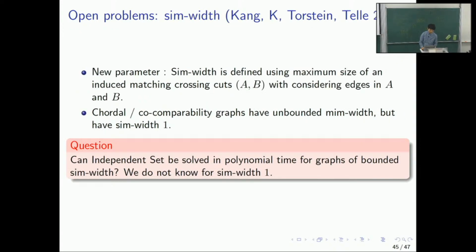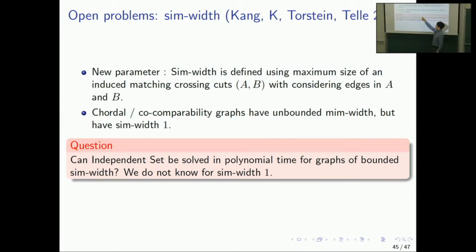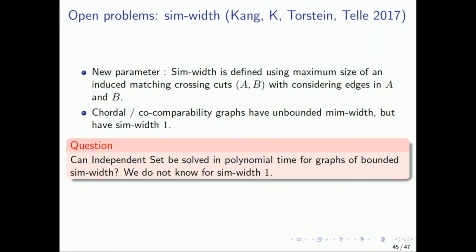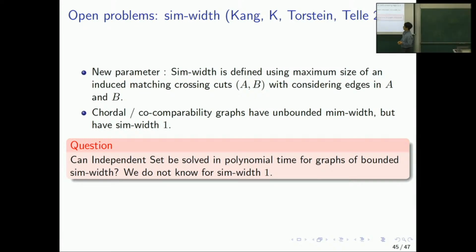The last part is that when I met Jan Arne Telle, we introduced another parameter, Sim-width, in a paper with Dong-Yeop Kang, Torstein and Jan Arne Telle. It is almost the same, but you look at the cut and take matchings between the cut, and you also care about the edges inside each part. So you don't want to have edges in each part. The funny fact is that chordal graphs and co-comparability graphs have unbounded Mim-width, but bounded Sim-width 1 actually. So maybe we can do something for Sim-width 1.